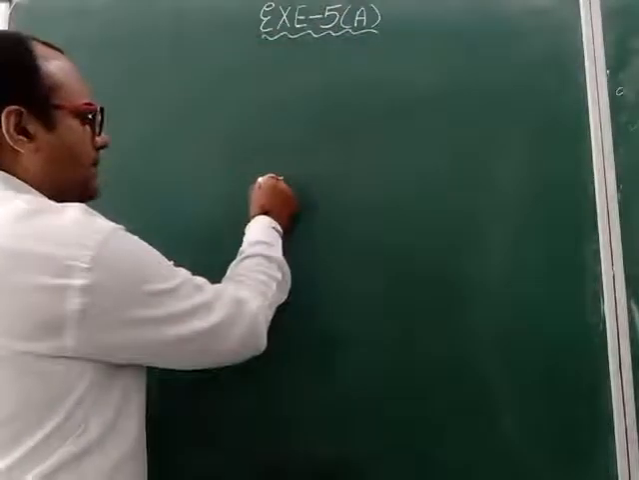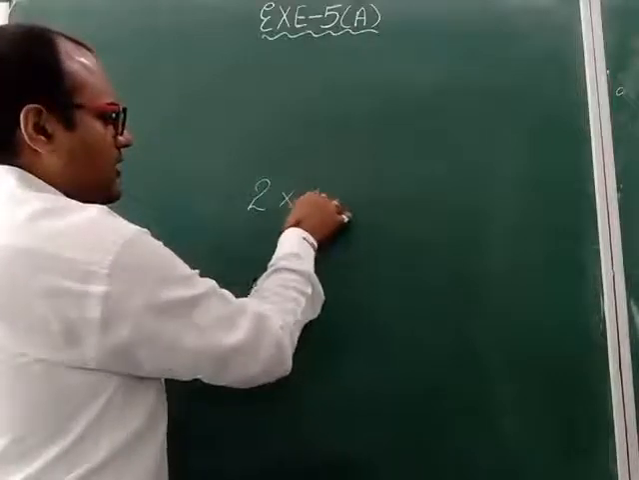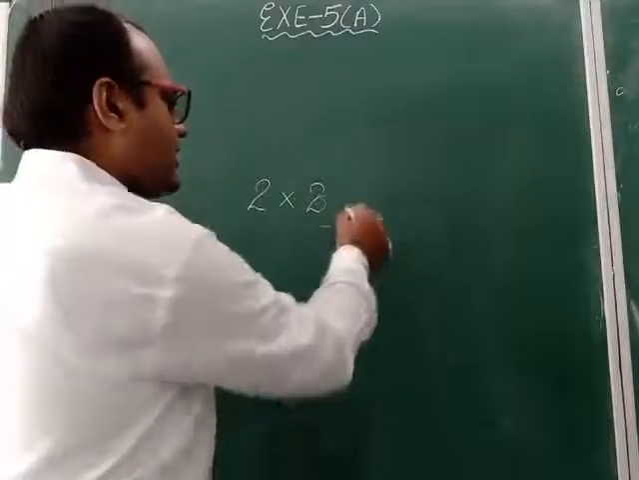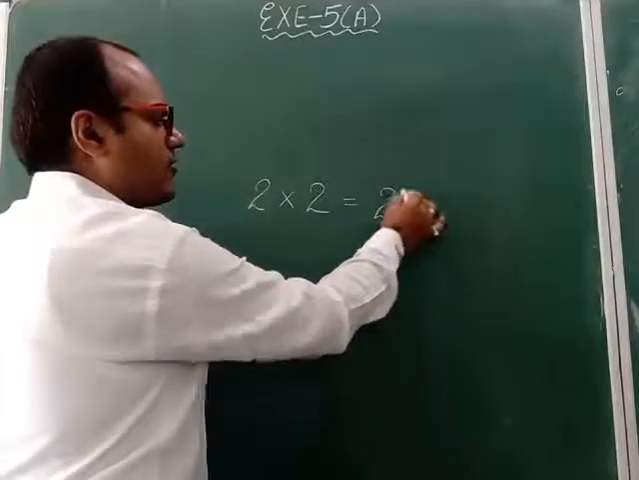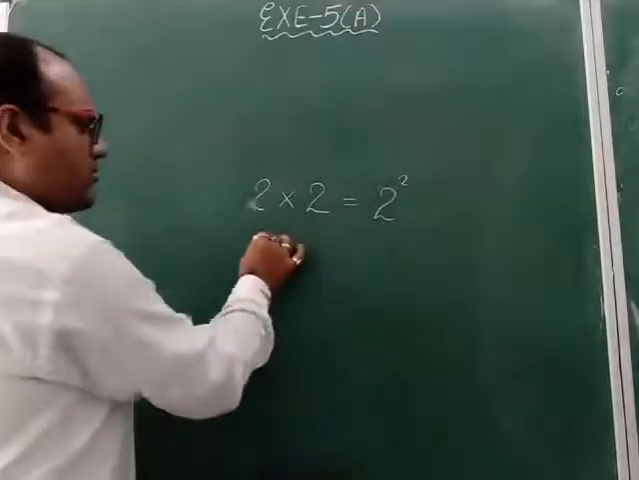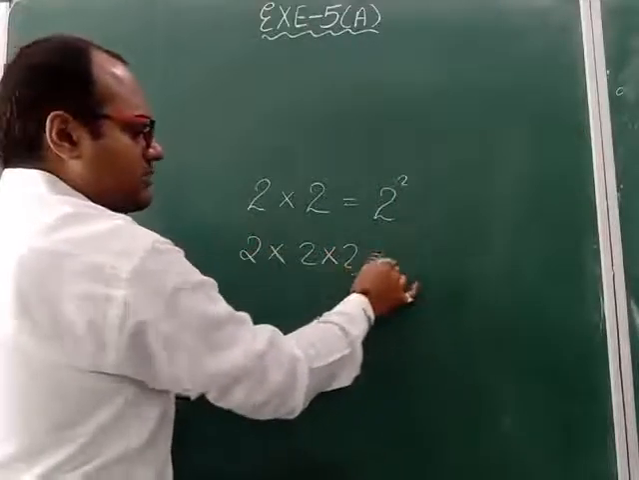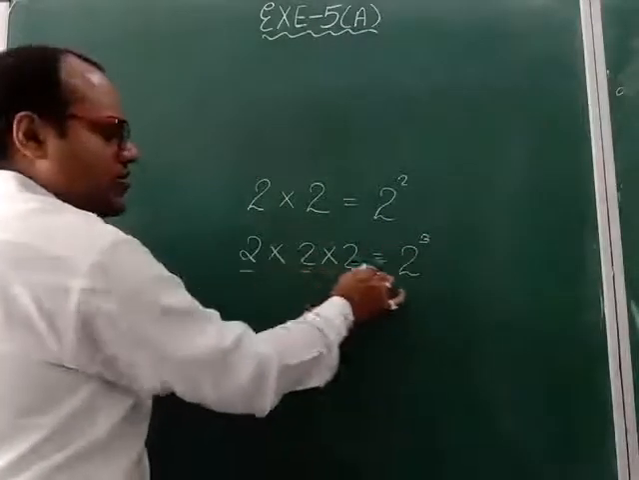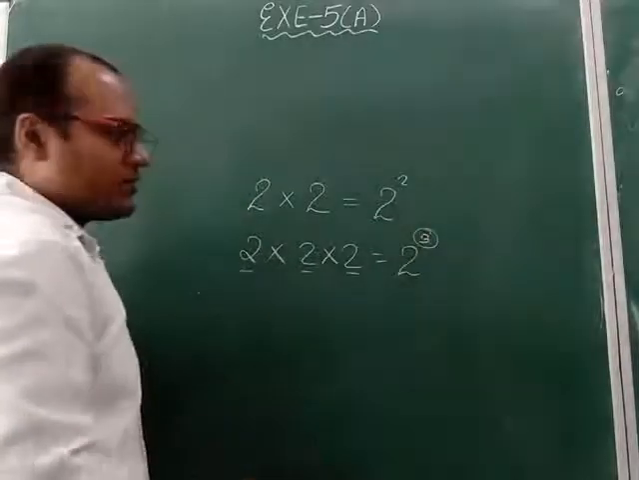When a number, any number, let's say 2, is multiplied by itself, then this will be written in the form of power. 2 multiplied 2 means 2 power 2. If we multiply it 3 times, then this will become 2 power 3. Since this 2 is coming 3 times, in the power we will write 3.